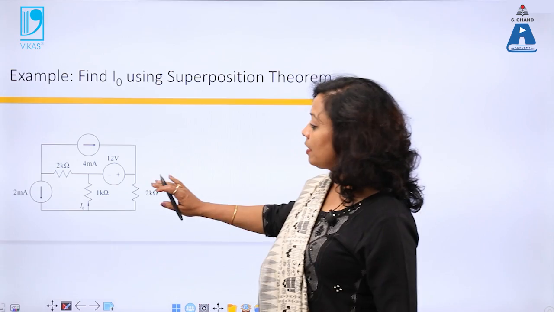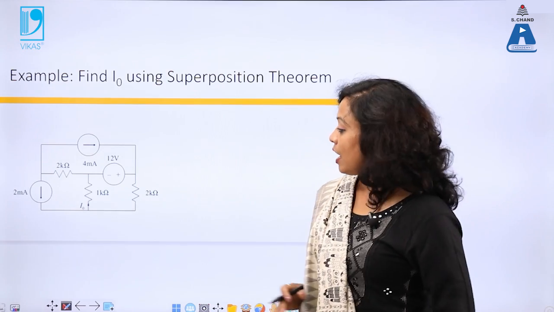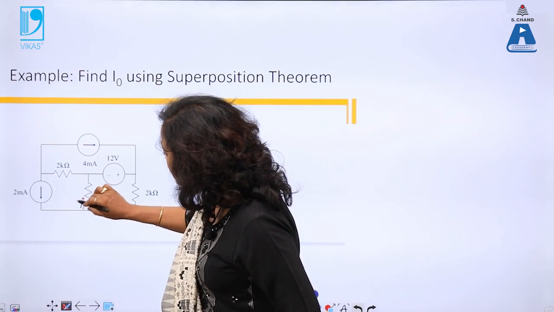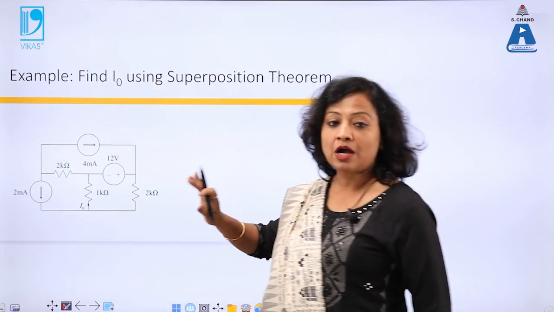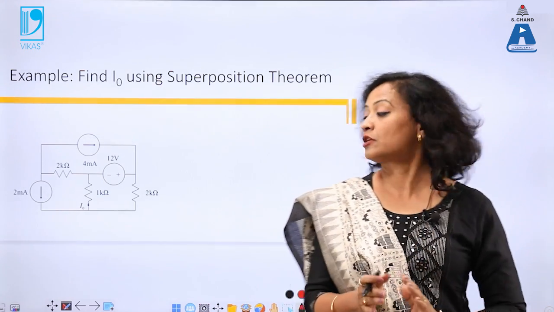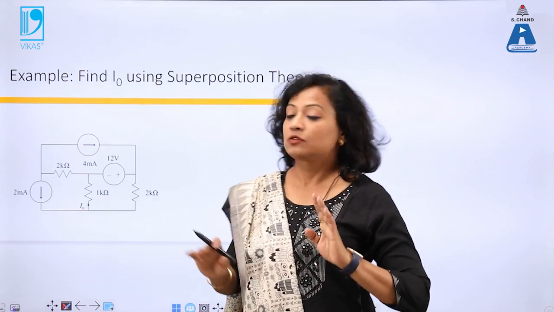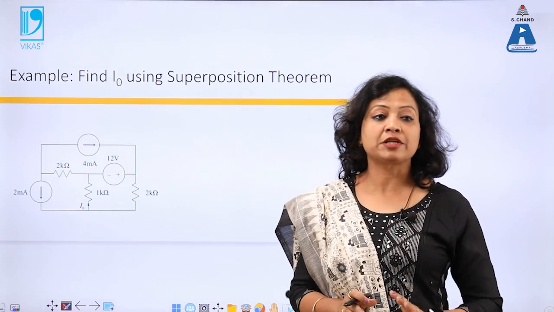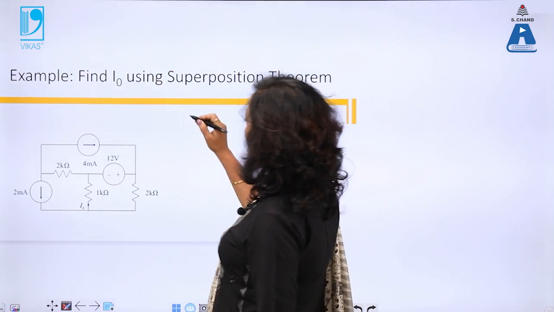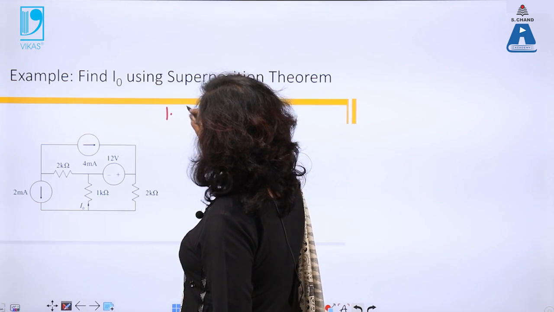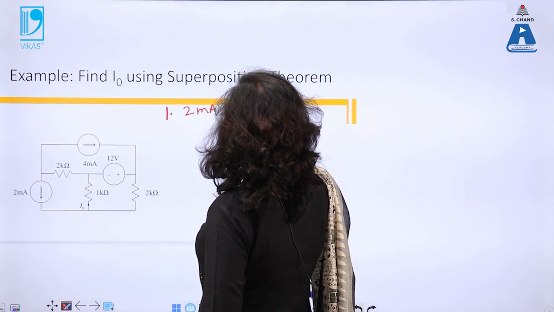Let this be the example. So there are two current sources, there is one voltage source, and I need to find out I naught. So my question is I naught. So for I naught, I have three sources. I do not have any idea whether my direction is in the direction of the given direction or opposite. So I will take one source at a time. So because there are three sources, there will be three steps to find out current in this branch, which is 1 kilo ohm. First step, I will take the 2 milliampere source only.